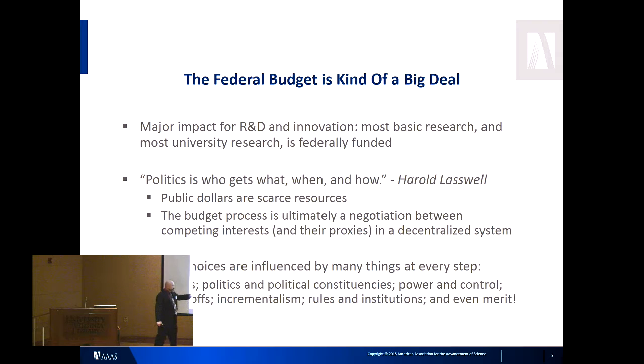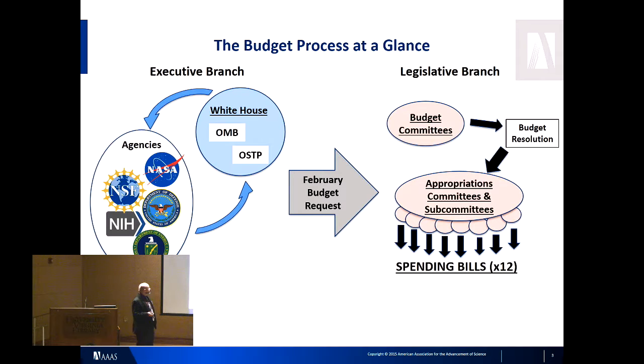Politics and political constituencies. I mean, make no mistake, NIH is a political organization, right? NSF, NASA, these are political organizations. They're science agencies, but they are political agencies as well. And there's many other factors that influence choices that government makes: power and control, trade-offs. Trade-offs, again, an inherent idea within negotiation. Incrementalism, very central to our system, rules and institutions, and even merit, although I think reasonable people can often disagree on what merit means and who has it and who doesn't.